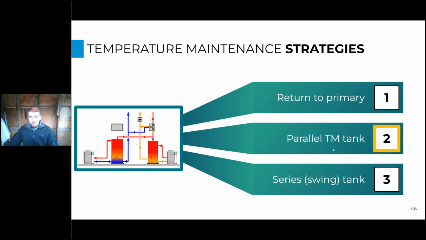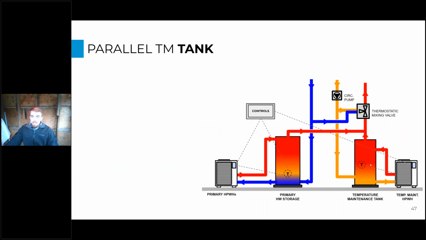And then the second temperature maintenance strategy that we see commonly is the parallel temperature maintenance tank. What we're doing here is we have our primary storage and primary heat pumps serving the domestic hot water load as it's being used by the occupants. And then we have a completely separate temperature maintenance system heating the full temperature maintenance load, or recirculation load, here. And these are basically supplying the mixing valve separately with hot water to be able to satisfy these two flows.